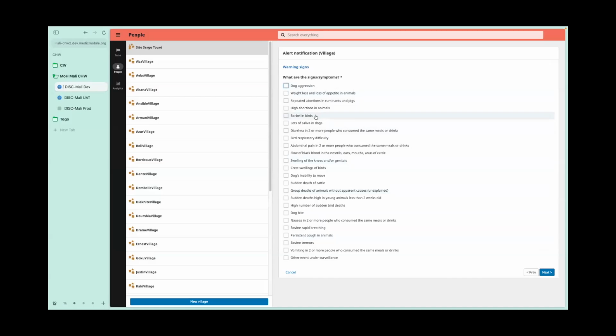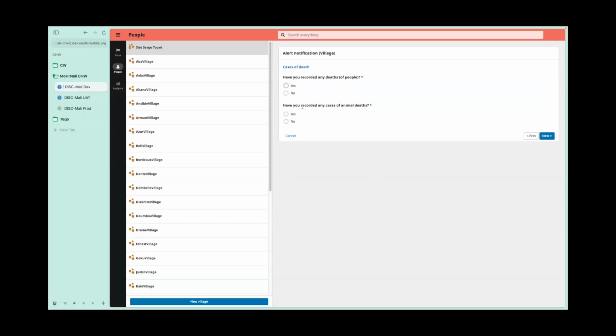And you're going to see the signs as well. Like I said, this is something that touches the village. It's not one person. So let's say it was a dog aggression that we noticed, and also we noticed repeated abortion, if I can say it like that, repeated abortion on pigs, on ruminants and pigs. So those are the two signs he noticed in the village.